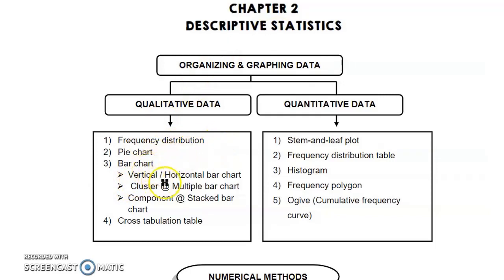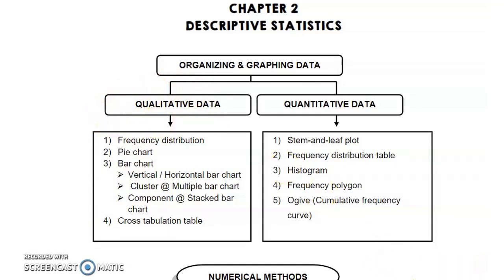For bar chart, we have a few types, either vertical or horizontal, cluster or multiple, and component, which we also call stack bar chart. After this, I will show you these three types of bar chart, as well as the cross tabulation table. So these are graphs or tables that we can use to represent qualitative data.